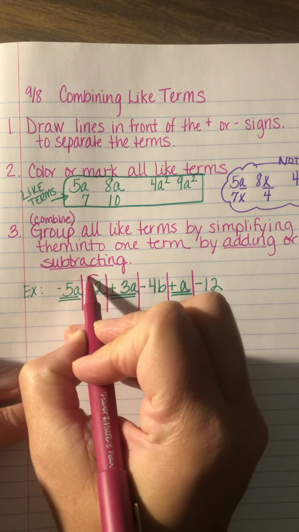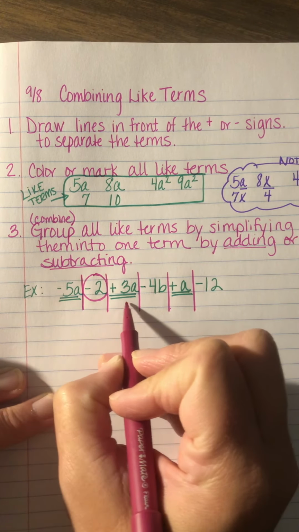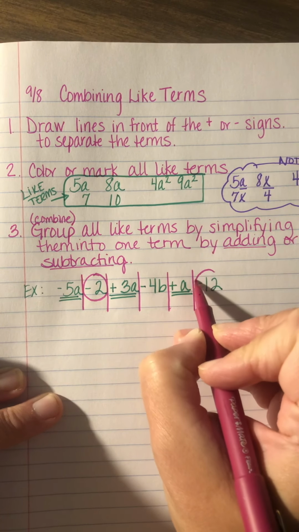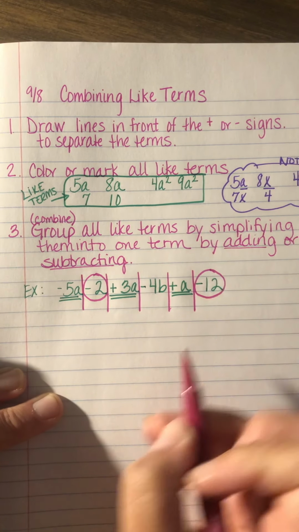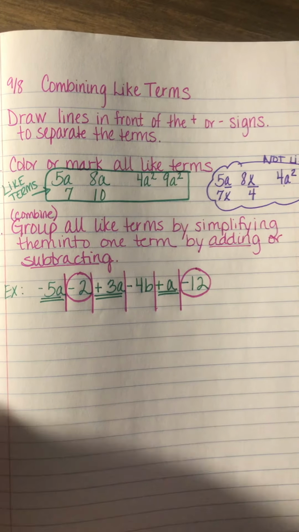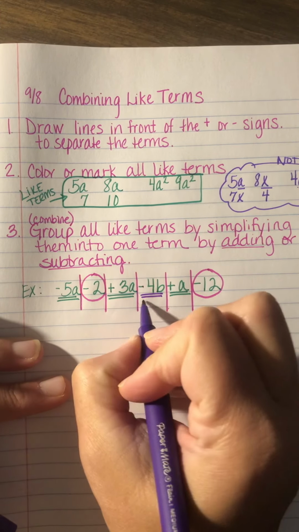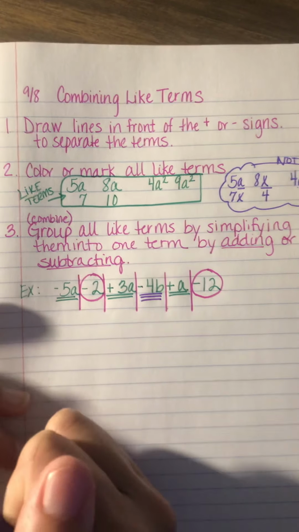Okay, then I'm going to look at this constant. I have this negative 2. Anything else that is just a number by itself, doesn't matter positive or negative. And then I'll get another color here. I have negative 4b is all by itself.